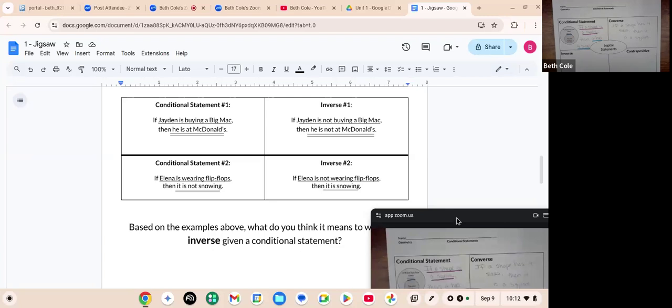Are you guys following? Because I feel like you're all looking at me, but the information's not going in. Let me read it again. If Elena is wearing flip-flops, then it is not snowing. So your inverse: if Elena is not wearing flip-flops, then it is snowing. So if there's already a not in there, what do you do with it? Take it out. Perfect. Okay, we got there in the end.